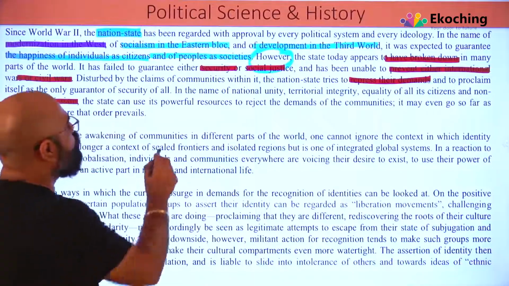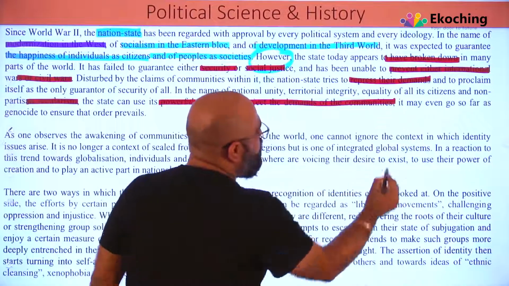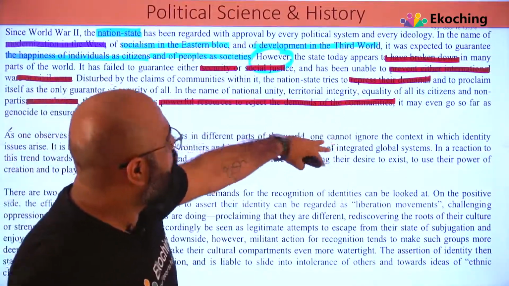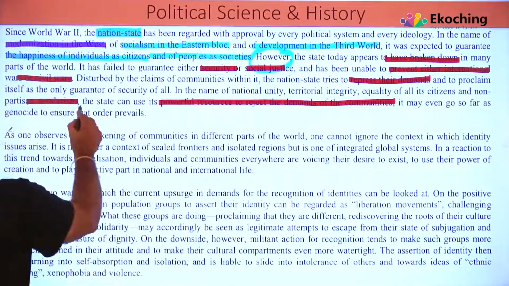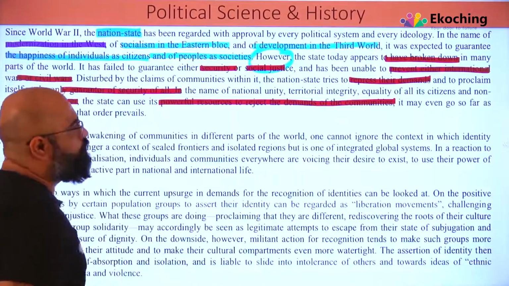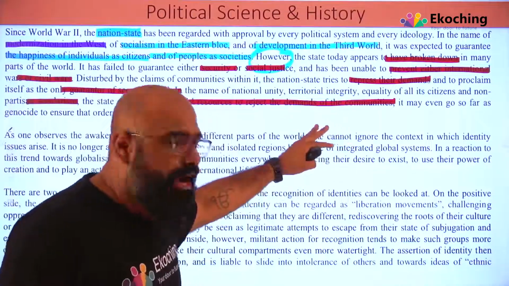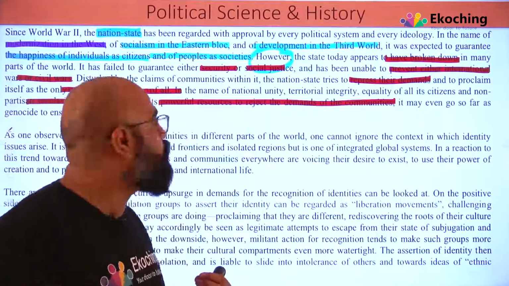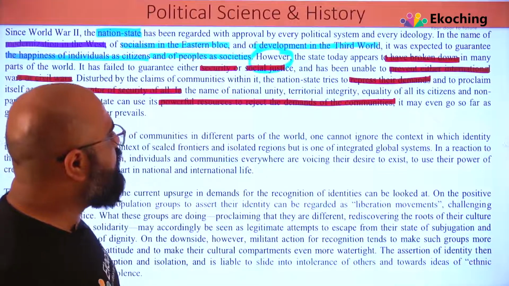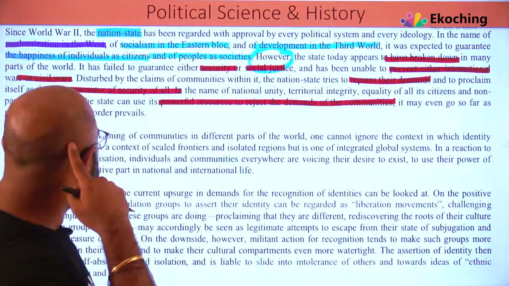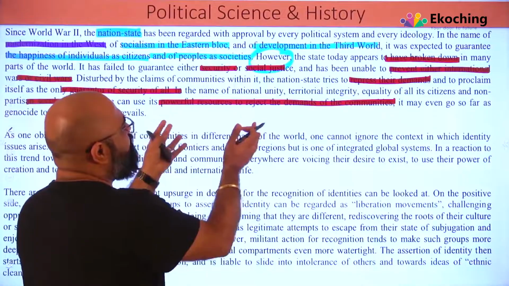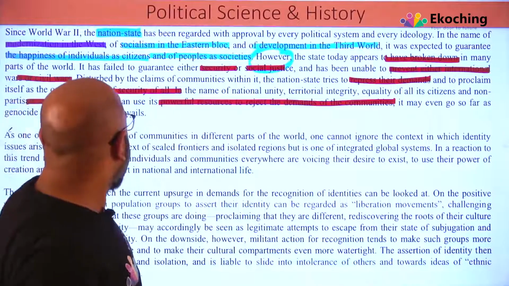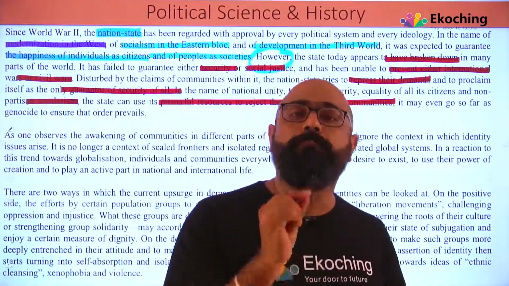The state can use its powerful resources to reject the demands of communities. So what they are talking about is to repress their demand and to proclaim itself as the only guarantee of security of all. So they are repressing their demand and they are proclaiming that they are the only ones who will guarantee the security. In the name of national unity, territorial integrity, equity for all citizens, the state is using every possible way and may even go as far as genocide to ensure that order prevails.